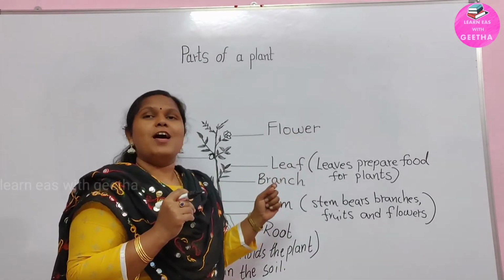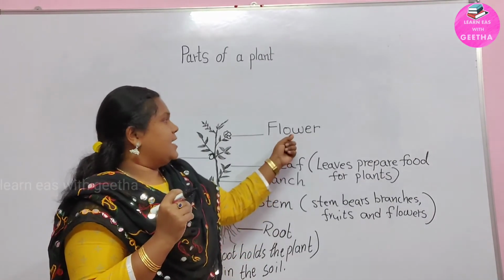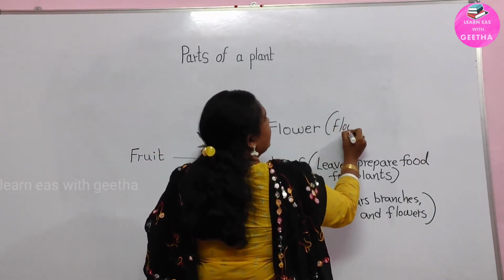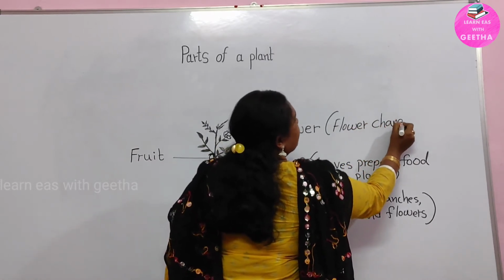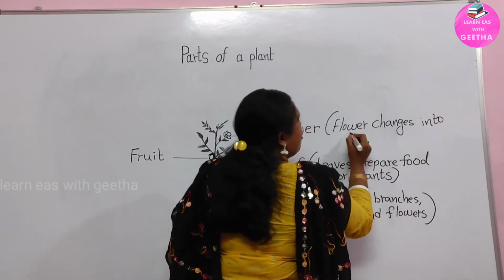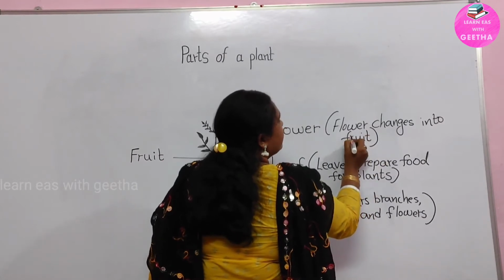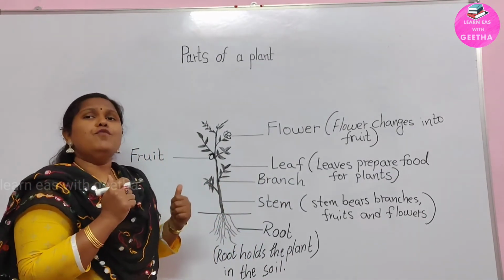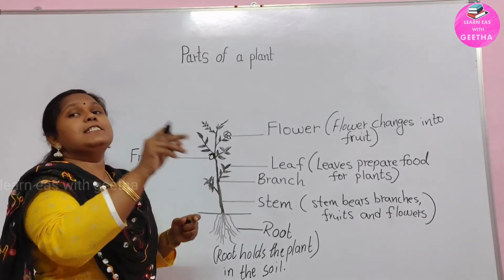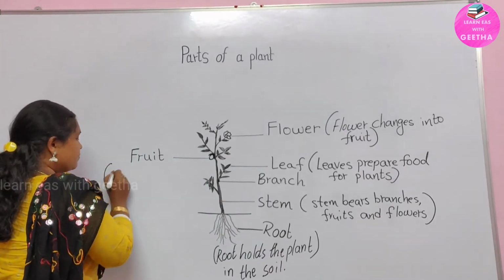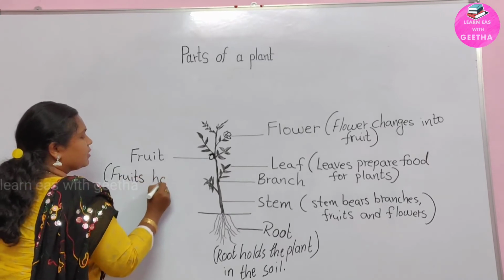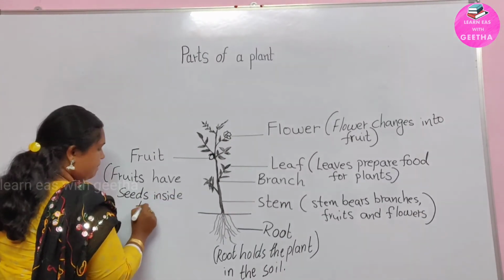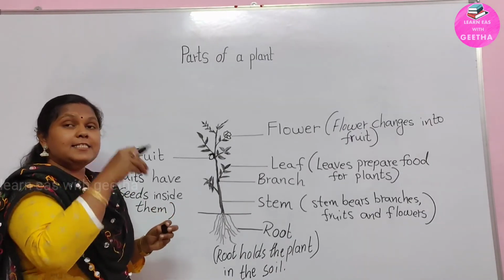And flower. The flower is the most beautiful part of a plant, isn't it? Yes. The flower changes into fruit. The next one is fruit. What do fruits have? Fruits have seeds inside them.